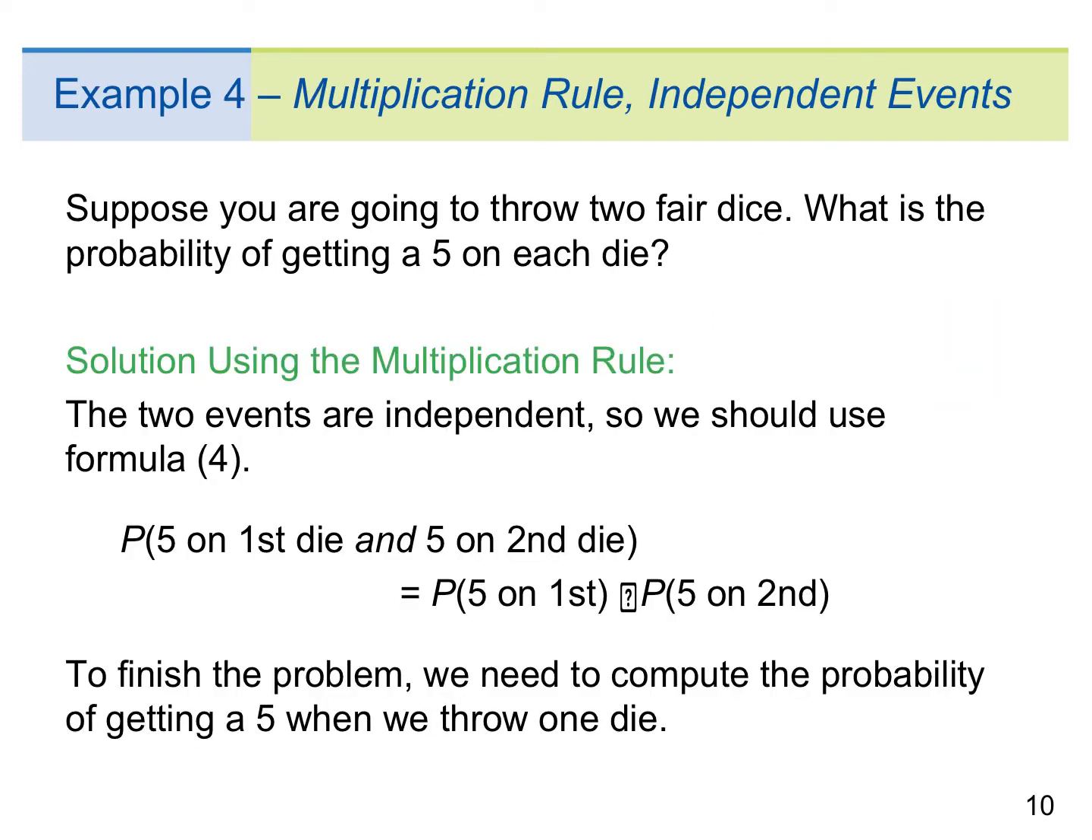And there's two. So here's an example. I'm not going to go through all the stuff the book does because this is very straightforward. Suppose you are going to throw two fair dice. What is the probability of getting a 5 on each die? See, they didn't really write this the best way. They should have said 5 on first die and 5 on second die. They wrote it correctly, but you have to see the underlying connector.